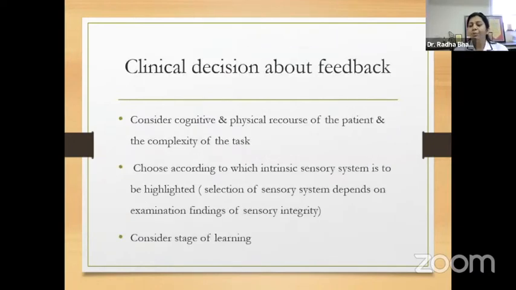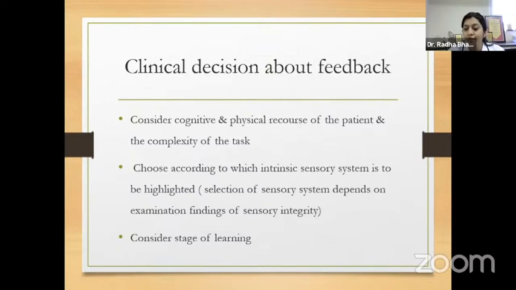So now how you will make a decision about the feedbacks that we had seen? There are many types of feedbacks. Now how to choose which type of the feedback is to be given to the patient? So consider the cognitive and the physical resource of the patient and the complexity of the task. First and foremost is you need to be very well aware with the higher mental functions and the sensory systems of your patient. Accordingly, you will decide on which type of, which source should be used to give the feedback.